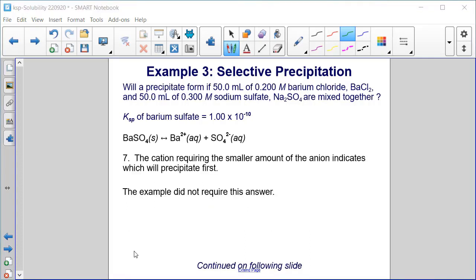For the sake of completion, step 7 tells us that the cation requiring the smaller amount of anion indicates which will precipitate first. This example didn't require us to do that because we only have the formation of one precipitate.